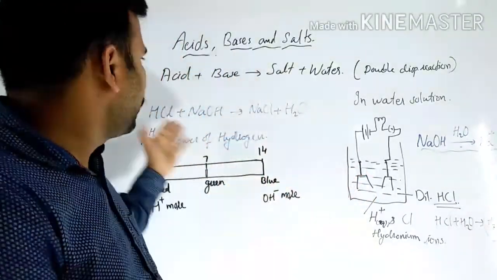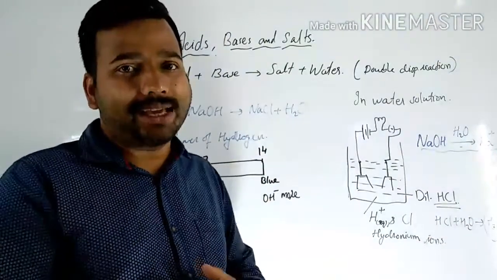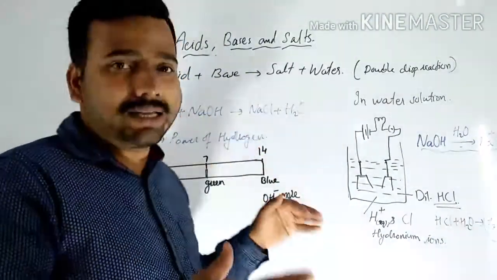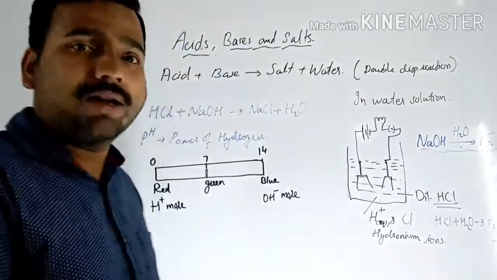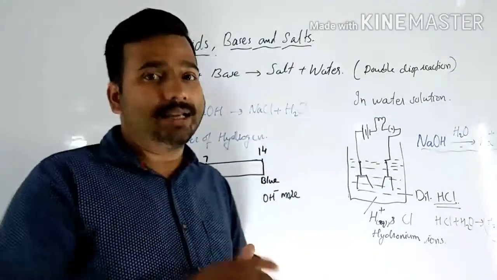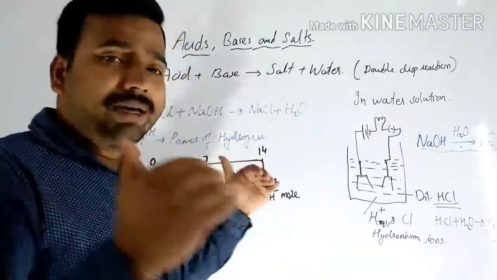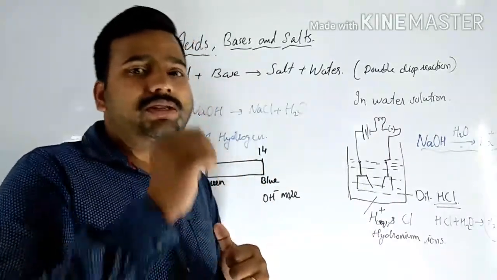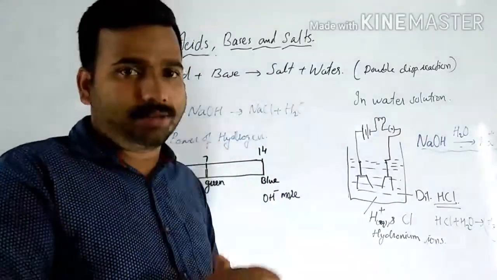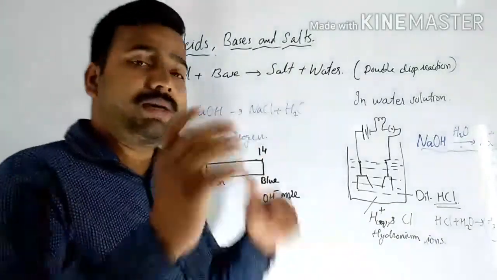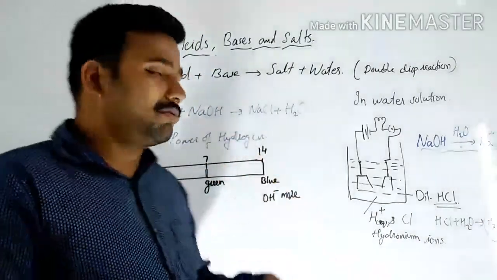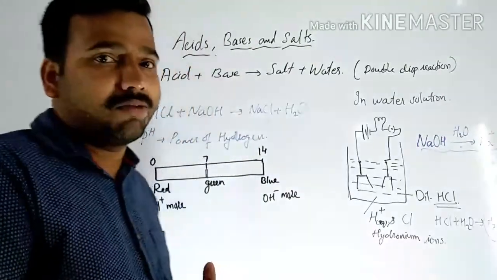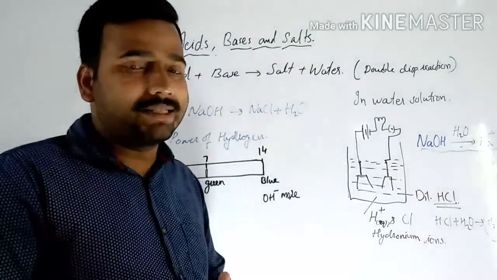Many of you know HCl, hydrochloric acid. That is an example of an acid, plus sodium hydroxide, which is a common base or an alkali. So what do you mean by an alkali? The bases which are soluble in water are known as alkalis. Sodium hydroxide and potassium hydroxide are examples of alkalis.